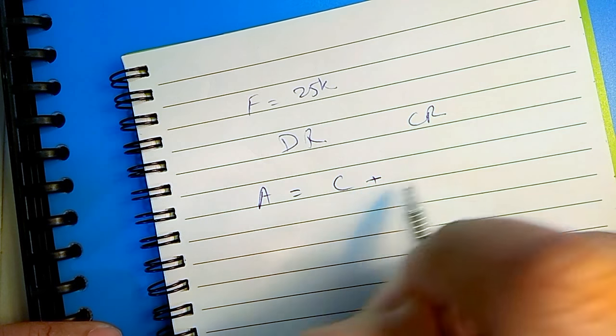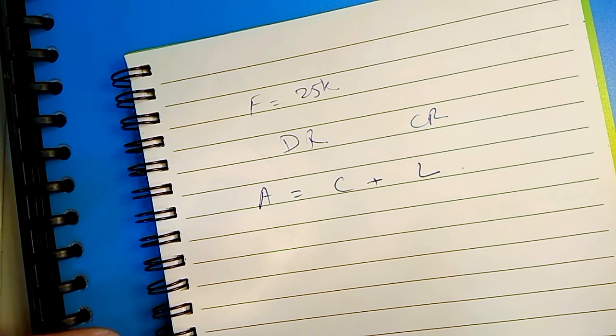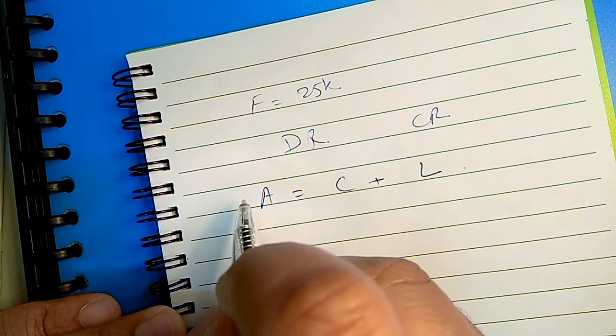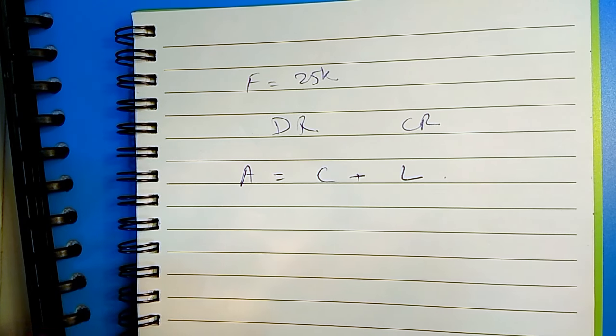Assets equals capital plus liabilities. This is the basic equation. If you remember what I'm telling you now about debits and credits, hopefully you will never make a mistake and you will never be confused with debits and credits again.